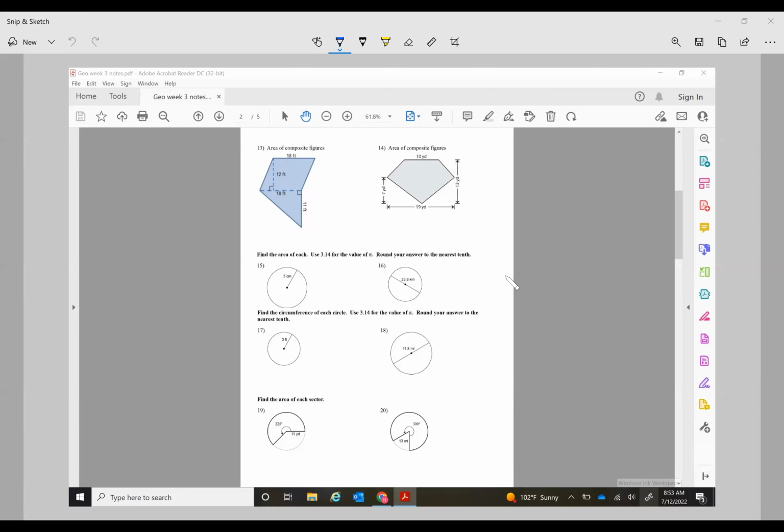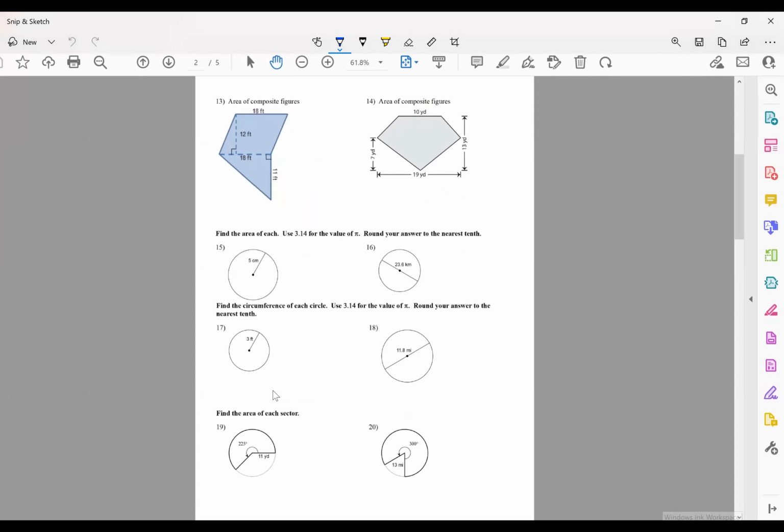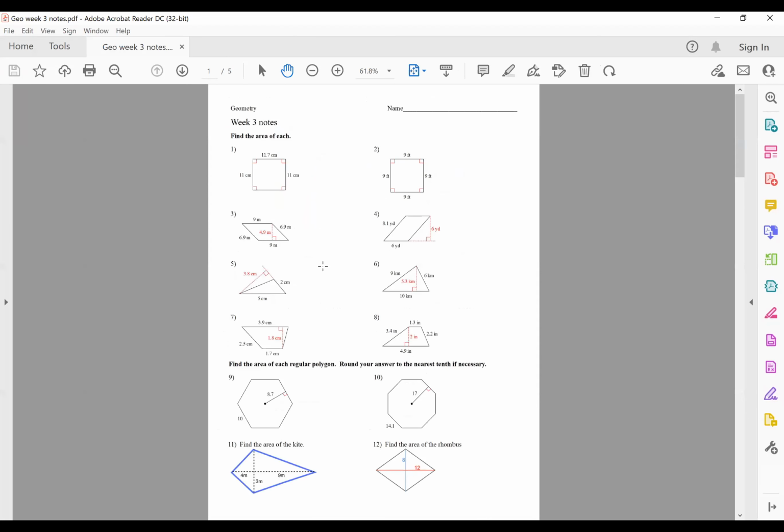All right, so we're still looking at area. Just as a reminder, yesterday we saw area of shapes, right? We started looking at rectangles, parallelograms, triangles, trapezoids. We saw regular polygons, and we saw kites and rhombus, right? We saw those, and I'm hoping you guys are like, oh yeah, those were not bad.